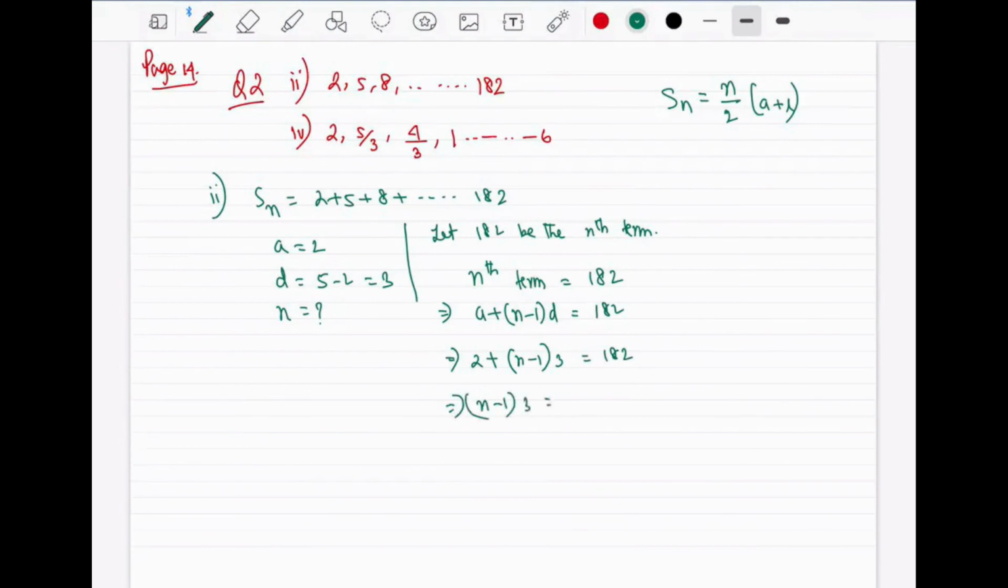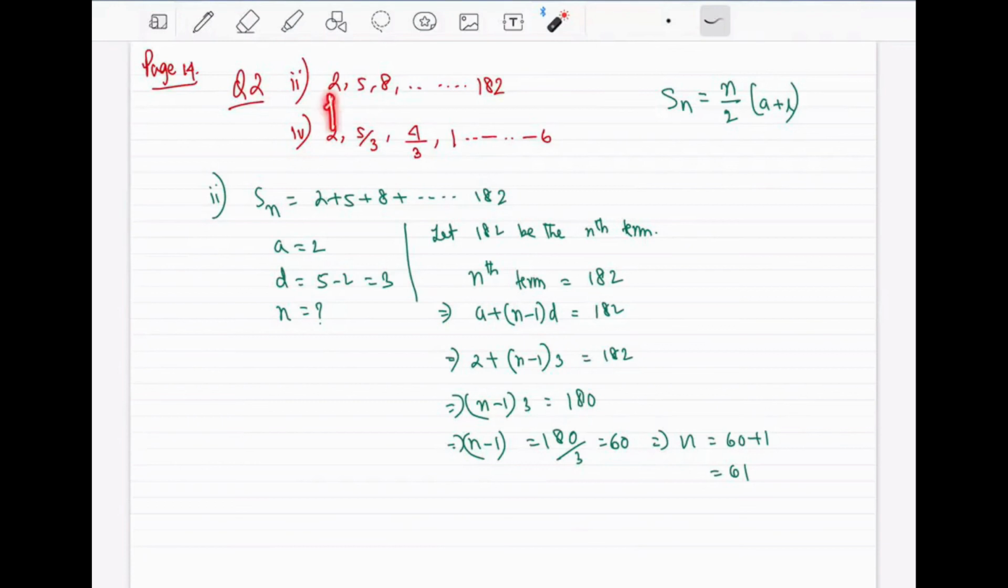If you take 2 to the other side, 182 and 2 will subtract. So we will get 180. n minus 1 is how much? 180 by 3, which is 60. And then if you want to find out the value of n here, you have to take the minus 1 to the other side, which becomes plus 1. n is equal to 60 plus 1. So we will get 61. Okay. The only difference with the previous question is that you don't know n. You have to find out the value of n.